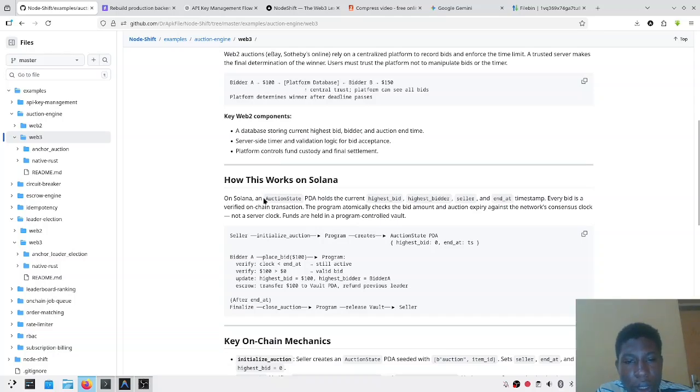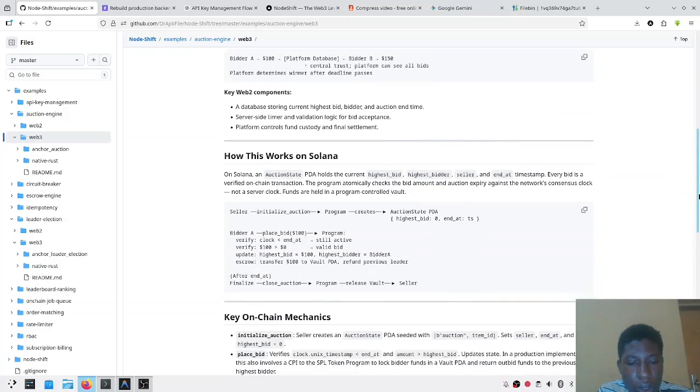An auction state PDA holds the highest bid, the highest bidder, and the timestamp set by the seller. Then every bid is verified as an on-chain transaction. The program checks whether the bid amount exceeds the current highest bid, and also the auction expiry, that the time for the auction hasn't exceeded. All funds are held in a program-controlled vault, meaning no one loses their funds and it stays on chain. So you can't be scammed, which improves security.